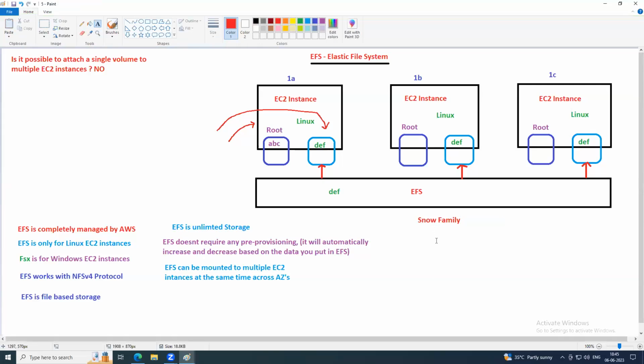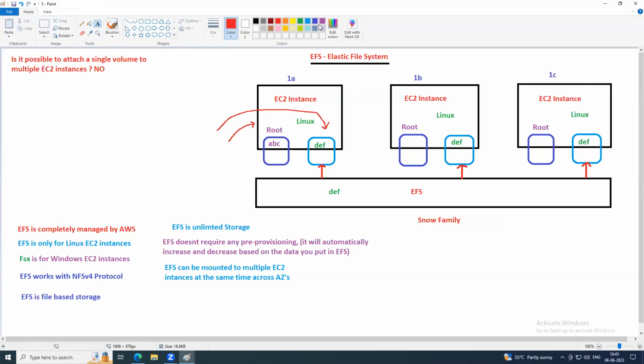In this Snow Family, like how you have in an original family, how many members are there? 3 members. 2 brothers and 1 sister, correct? Same here also. Here also in Snow Family, we have 3 devices. How many devices? 3 devices.